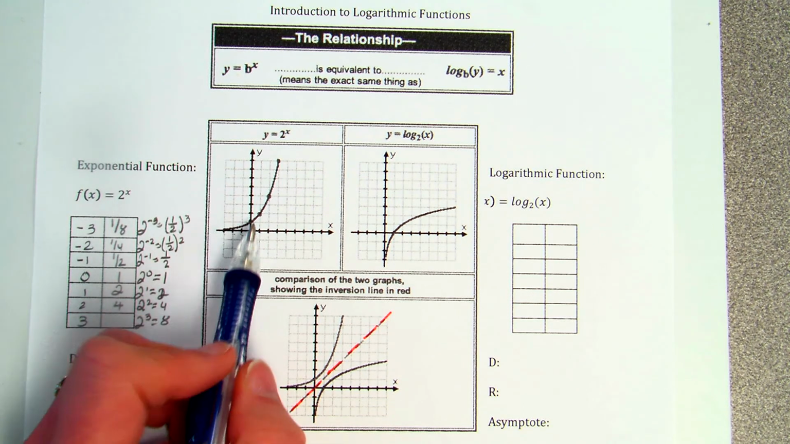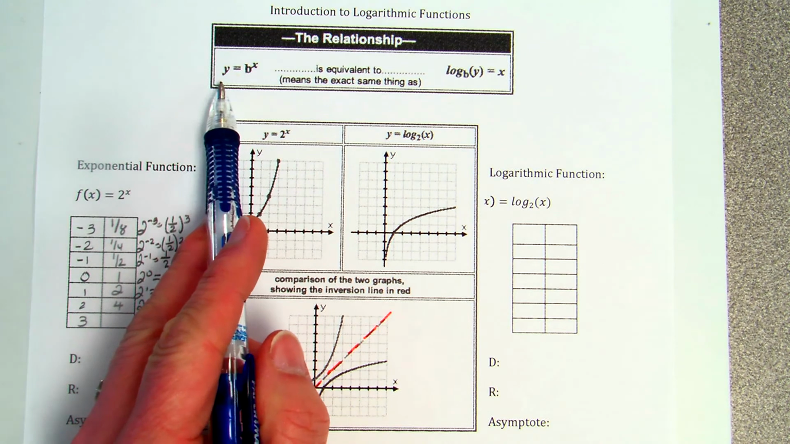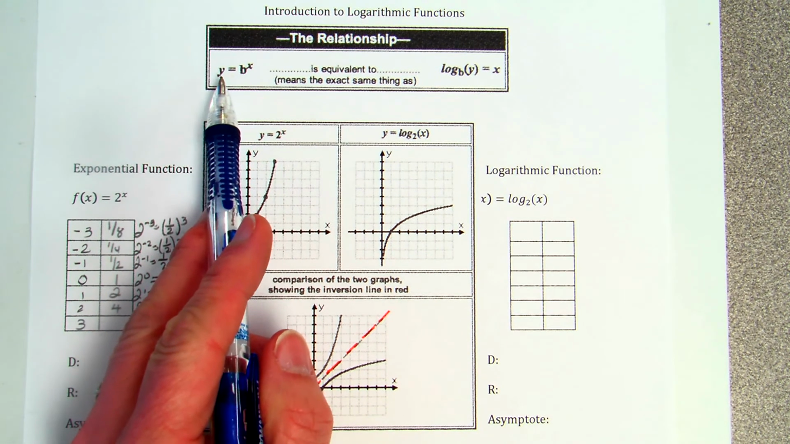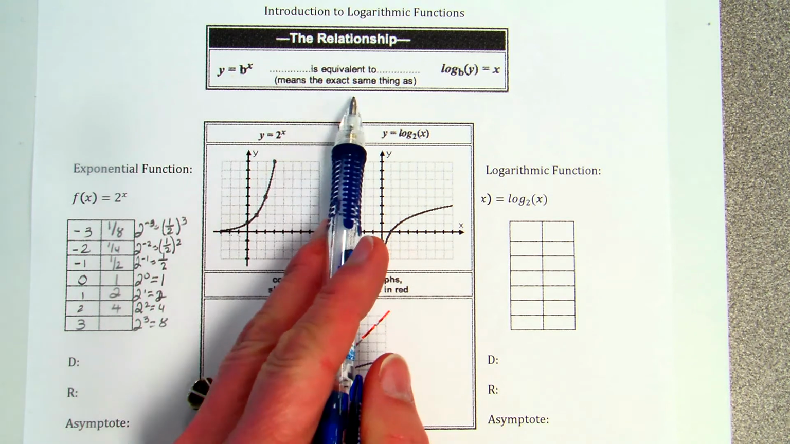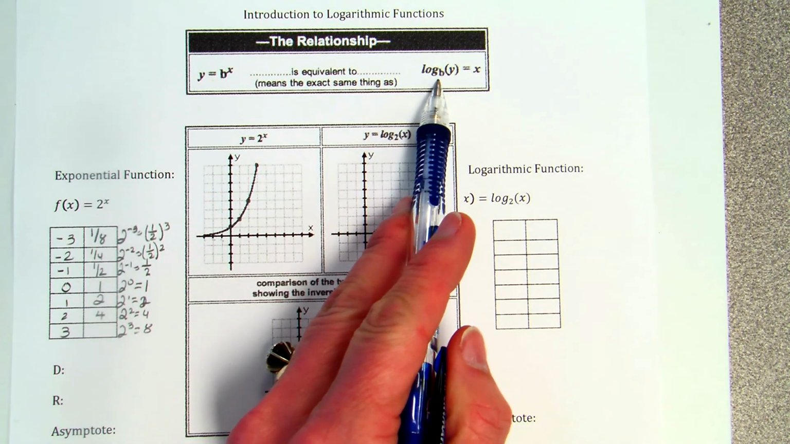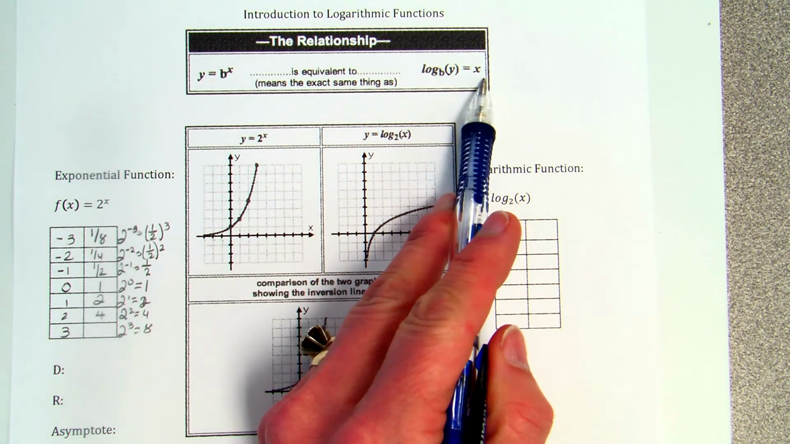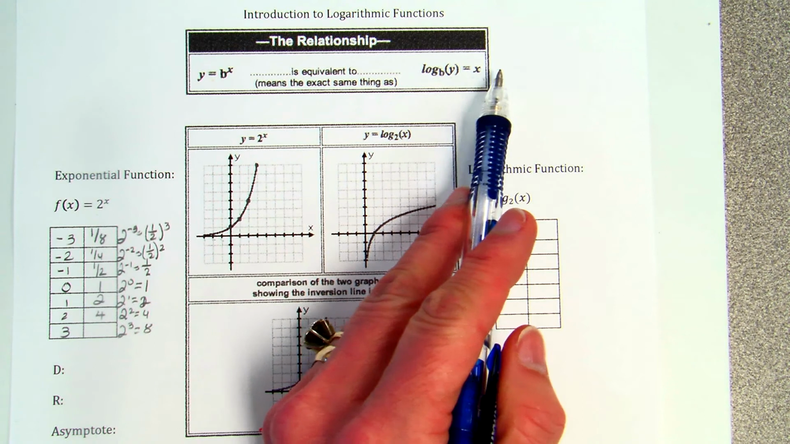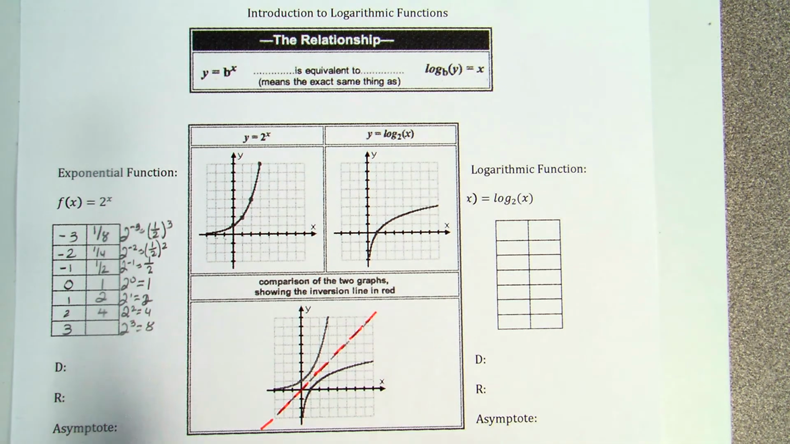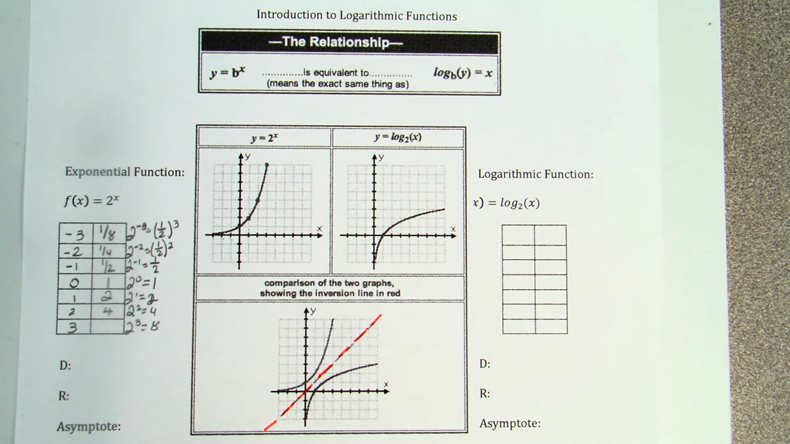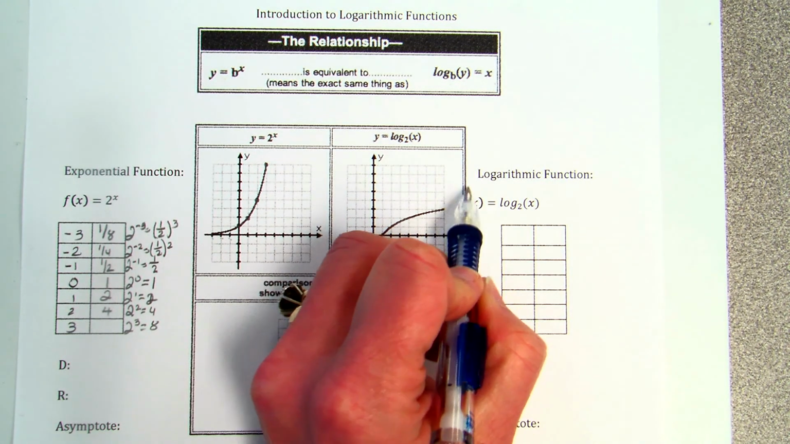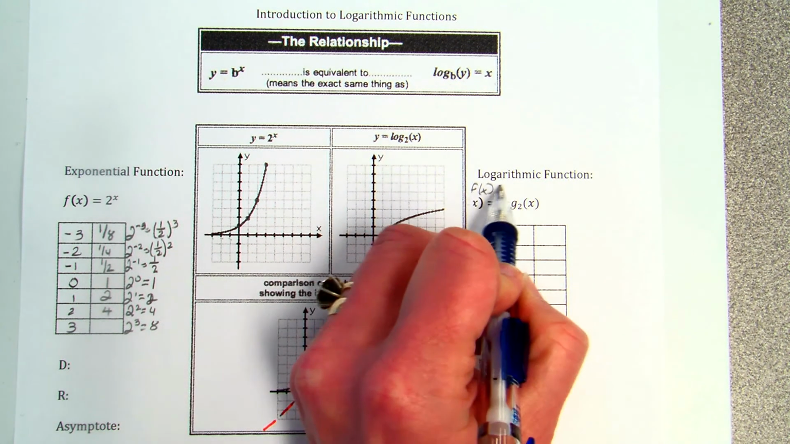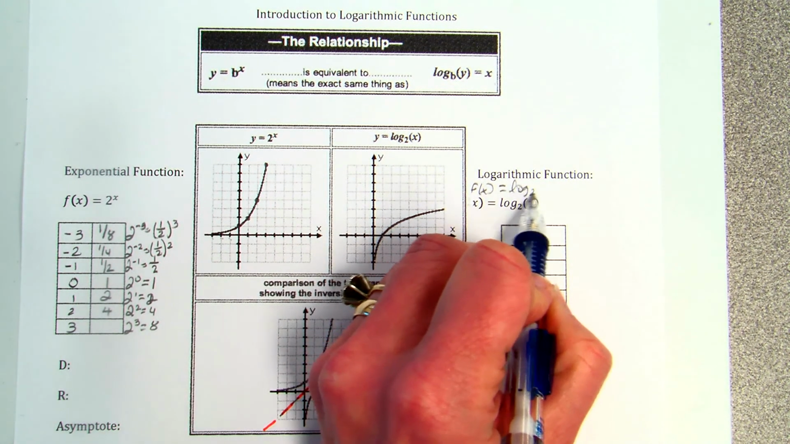Now, according to what this up here says, remember this is the relationship between exponentials and logarithms. Y equals b to the x is equivalent to log base b of y equaling x. Okay? Now, remember, they're inverse functions. Those x and y's have changed places. So, f of x equals log base 2 of x.